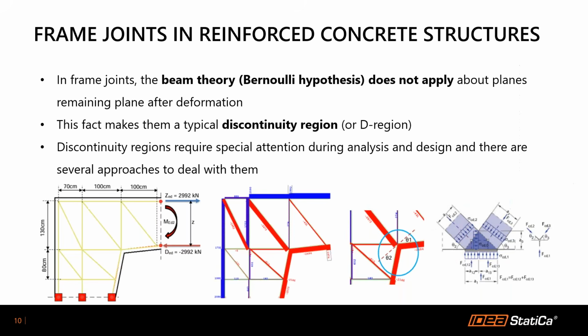So why are they special? Why did we plan even a webinar for this topic? In frame joints, the beam theory, the Bernoulli hypothesis, about planes remaining plane after deformation, does not apply. And this fact makes them a typical discontinuity region, or D region, in other words. Discontinuity regions require special attention during analysis and design, and there are some approaches to deal with them.